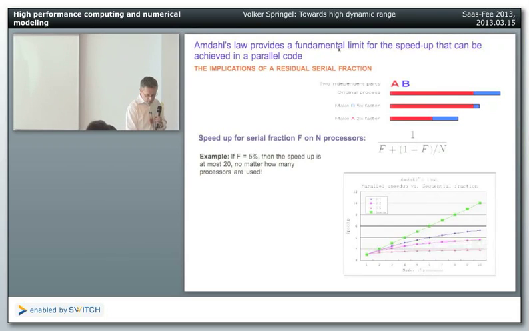Really difficult. And this shows you graphically that the maximum speed up for a given residual fraction is limited. So that also tells you that it doesn't make sense for a certain application or code, once you go into this saturated regime, to throw more processes at the problem. It's pointless.